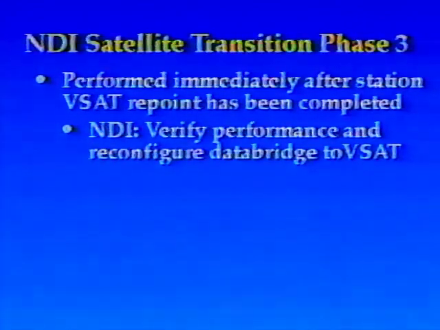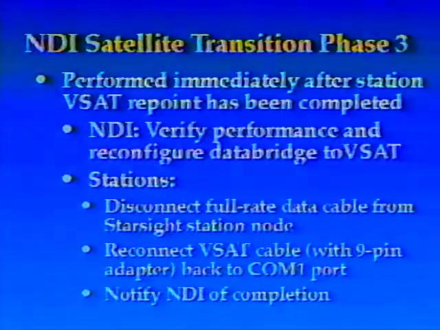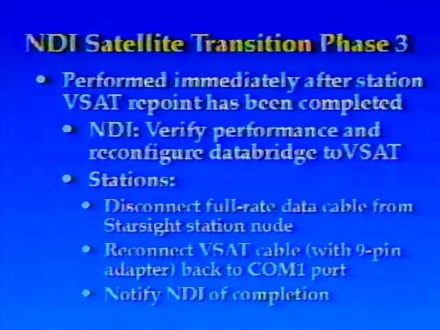In the meantime, the stations should go ahead and change the station node to the VSAT feed as well. That involves disconnecting that full rate data cable from the Starsight station node again, and then reconnecting that VSAT cable with a 9-pin adapter back to the COM1 port. Once that's completed, if you would please phone or email us of that, that would also be helpful.